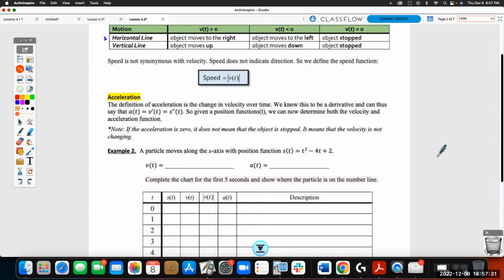The definition of acceleration is the change in velocity over time. So again, just to reiterate, the acceleration is equal to the derivative of the velocity, which is also equal to the second derivative of the position. So given a position function, we can now determine both the velocity and the acceleration function. Now, take note that if the acceleration is 0, it does not mean that the object is stopped. It means that the velocity is not changing.